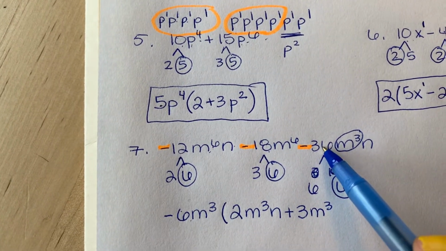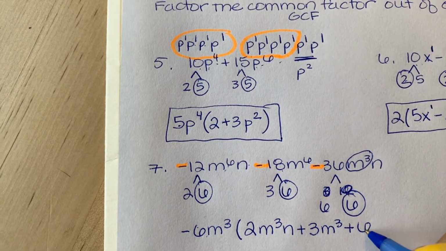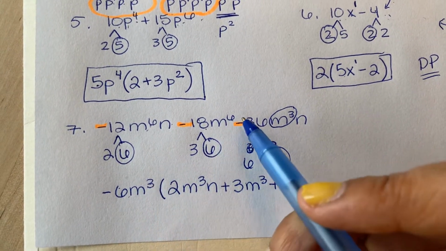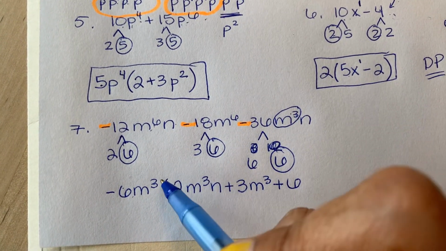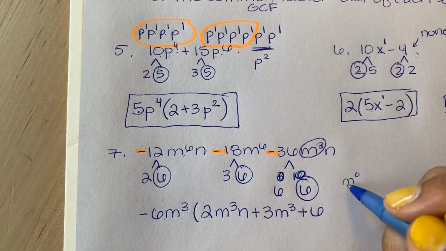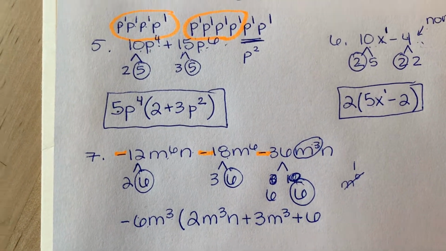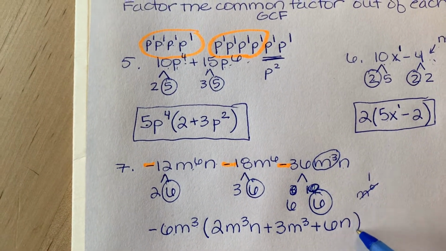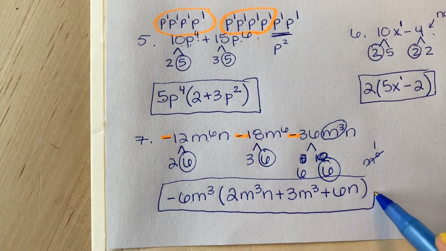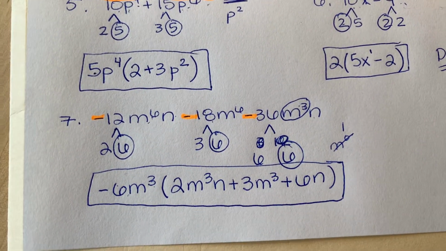All right, negative 36 divided by negative 6, positive 6, 3 m's, 3 m's, so what's 3 minus 3? 0. Now, if you want to write m to the 0, you can, but remember, anything to the 0th power is 1, so it doesn't matter. And then n, carry that down, and so this is your GCF factor of this trinomial.